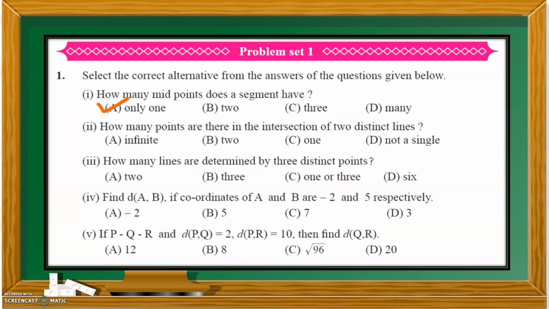How many points are there in the intersection of two distinct lines? When two lines intersect, they intersect in one and only one point. So option C is the correct answer.